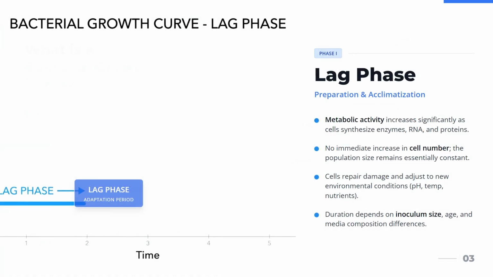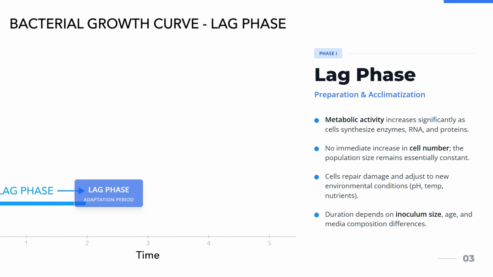Bacterial growth curve, lag phase. Lag phase, preparation and acclimatization. Metabolic activity increases significantly as cells synthesize enzymes, RNA, and proteins. Even though the cells aren't dividing yet, they are very busy internally, preparing the machinery needed for reproduction. There is no immediate increase in cell number. The population size remains essentially constant. So, if you were counting cells, you wouldn't see a rise during this initial period.